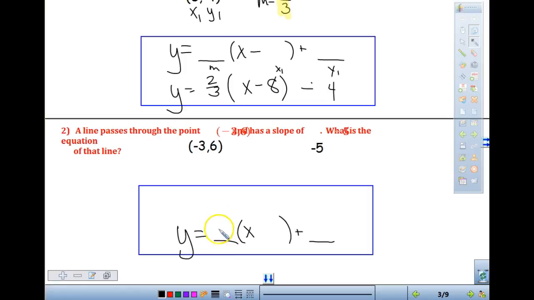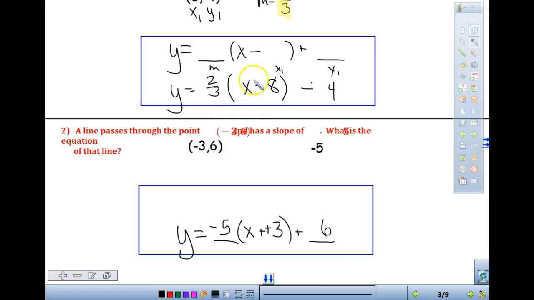Quiet, please. Y equals negative 5 times x minus 3 plus 6. Should be x plus 3 or x minus 3? Plus. It's minus, and then you have that negative 3, so you have to be really careful. So that is going to be a plus, and then this is a plus.